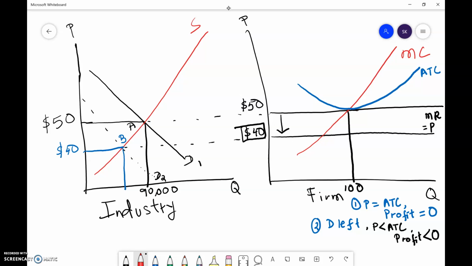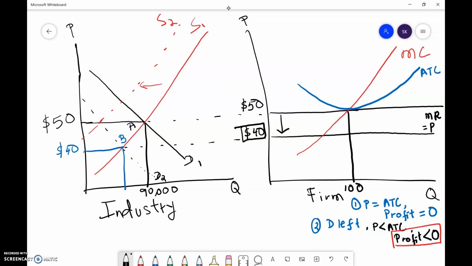Then we have step 3. Because the price is going down and the profit is negative, just remember the profit is negative here, the farms will exit from the industry. What happens when farms exit from the industry? When the farm exits, we have the supply curve shifting to the left from S1 to S2.